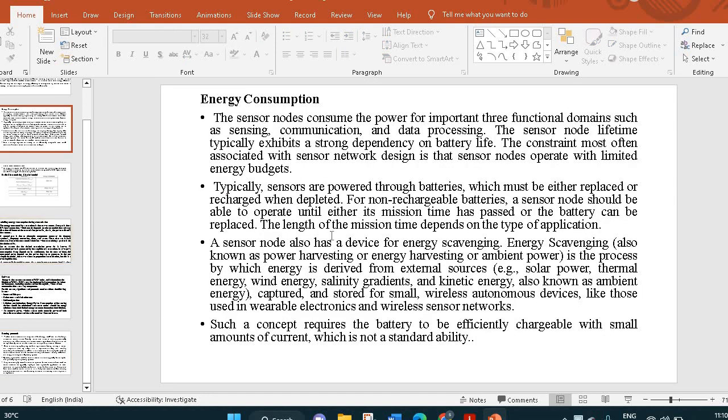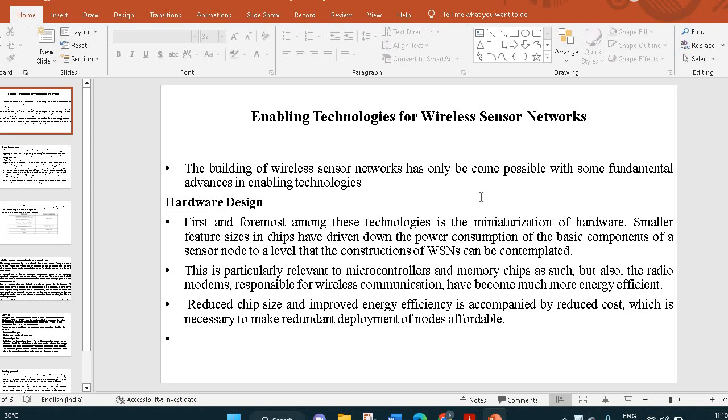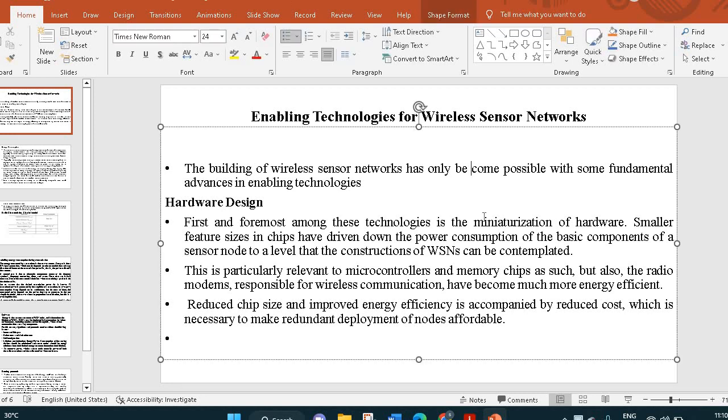Good morning. Today we are going to see enabling technologies for wireless sensor networks. The building of wireless sensor networks has only become possible with some fundamental advances in enabling technologies.